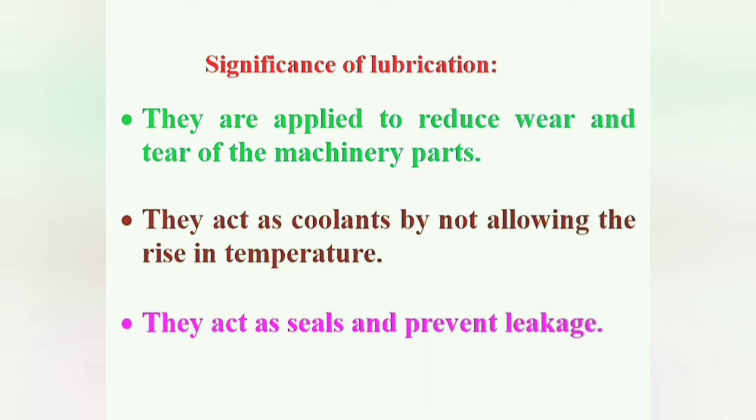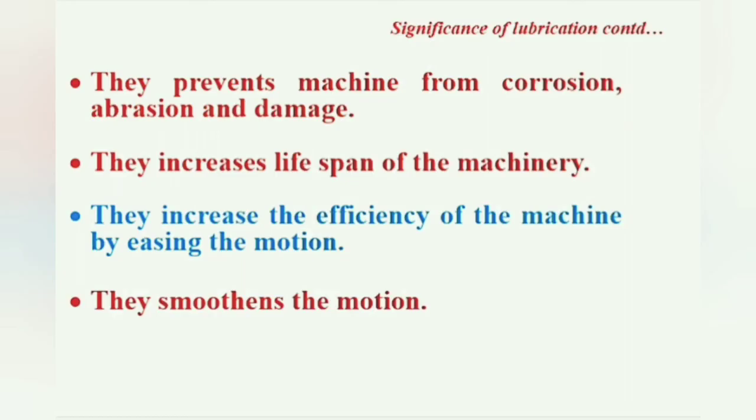Now let us see the significance of lubrication as a whole. So the lubrication or the lubricants, when applied, reduce wear and tear of the machine parts, they act as coolants, they act as seal, and they prevent the leakage. As coolants, they do not allow the rise in temperature. They prevent the machine from corrosion, from abrasion, from damage. They increase the lifespan of the machinery. When there is very little wear and tear, there is no corrosion, there is no damage, the lifespan of the machine will automatically increase. They also increase the efficiency of the machine by easing the motion. They smoothen the motion.